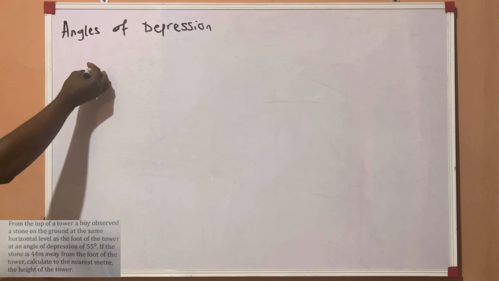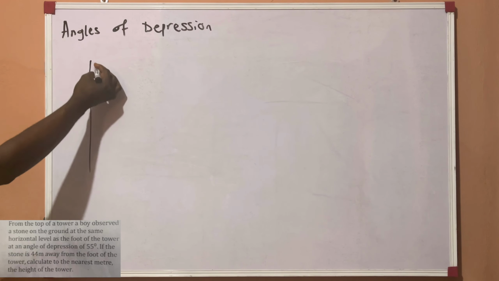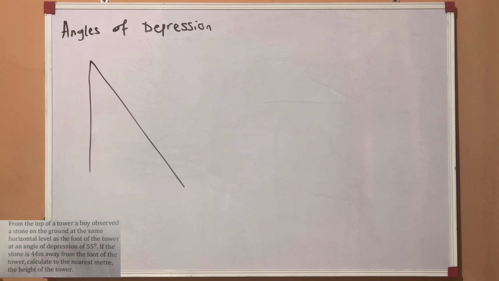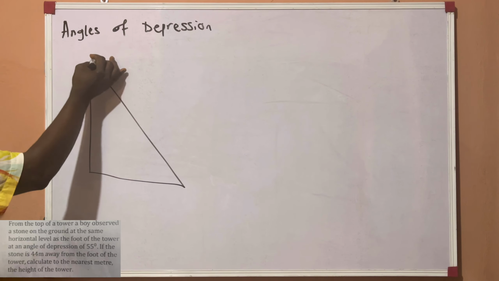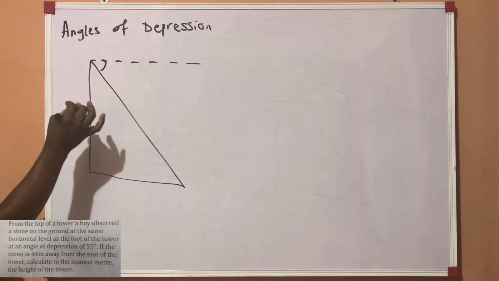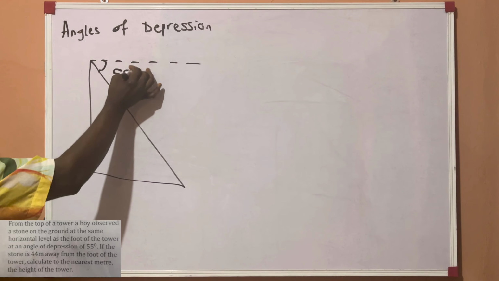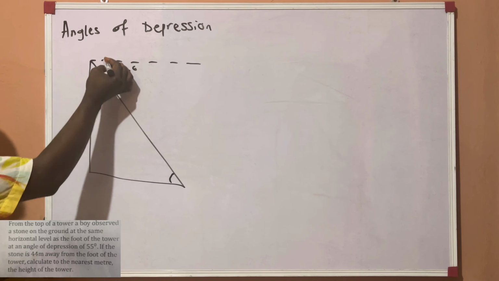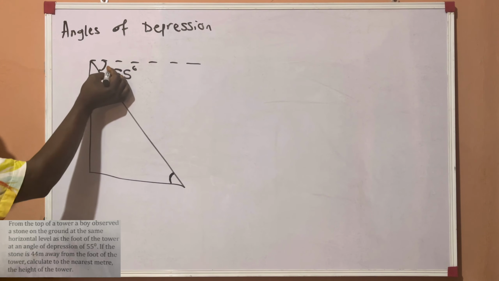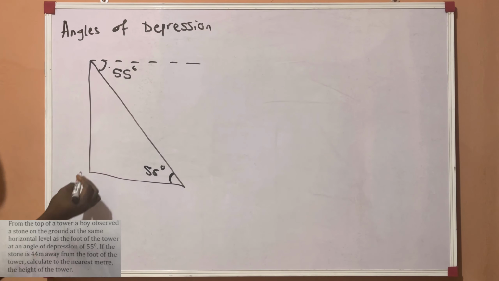Now, let us assume that this is the height of the tower, and the boy is on top of the tower, and then observes a stone at an angle of depression. Now, don't forget we said if the boy is here, this should be the normal eyesight, and we were given that the angle of depression was 55 degrees. Now, how do we get the angle here? We said alternate angles are equal. So if here is 55 degrees, it means here is also 55 degrees. Are we there? Now, this is angle 90. And then, let us proceed.